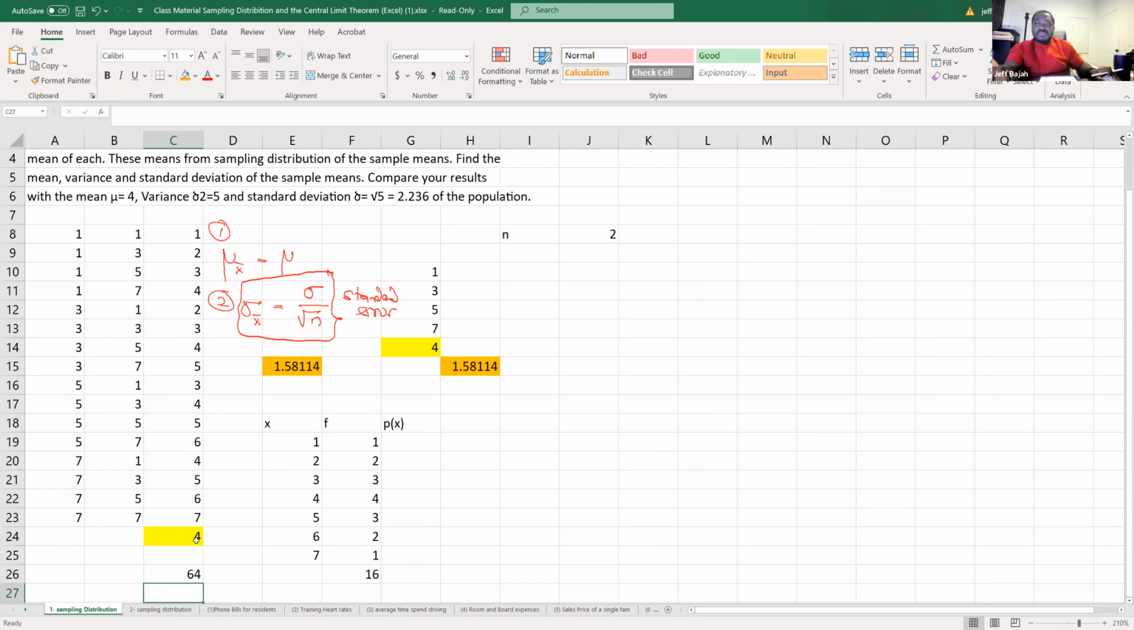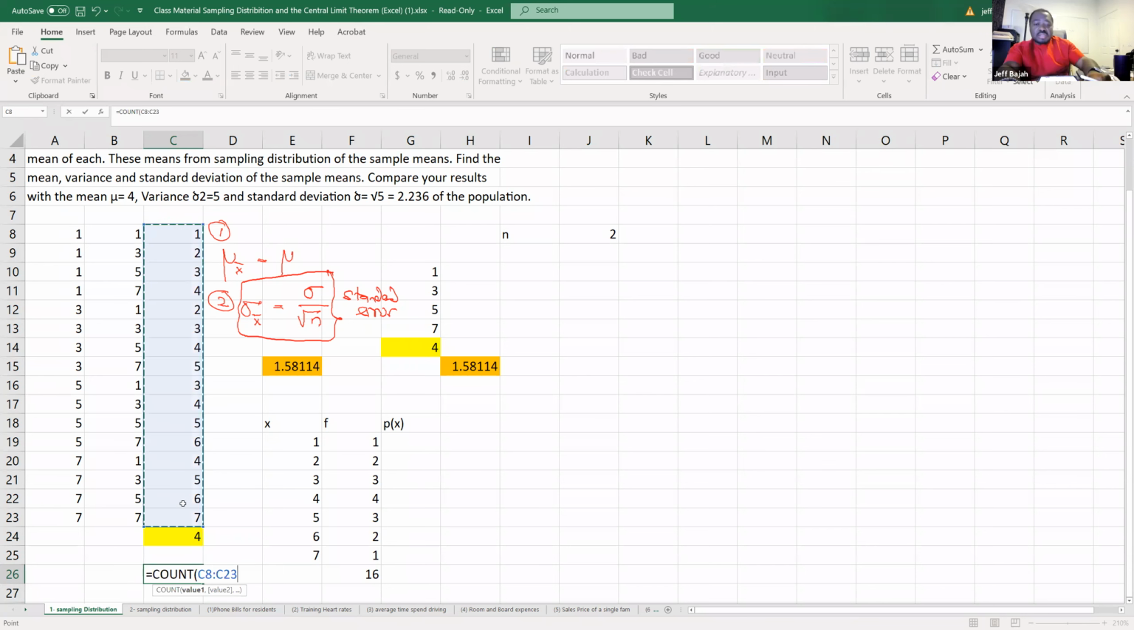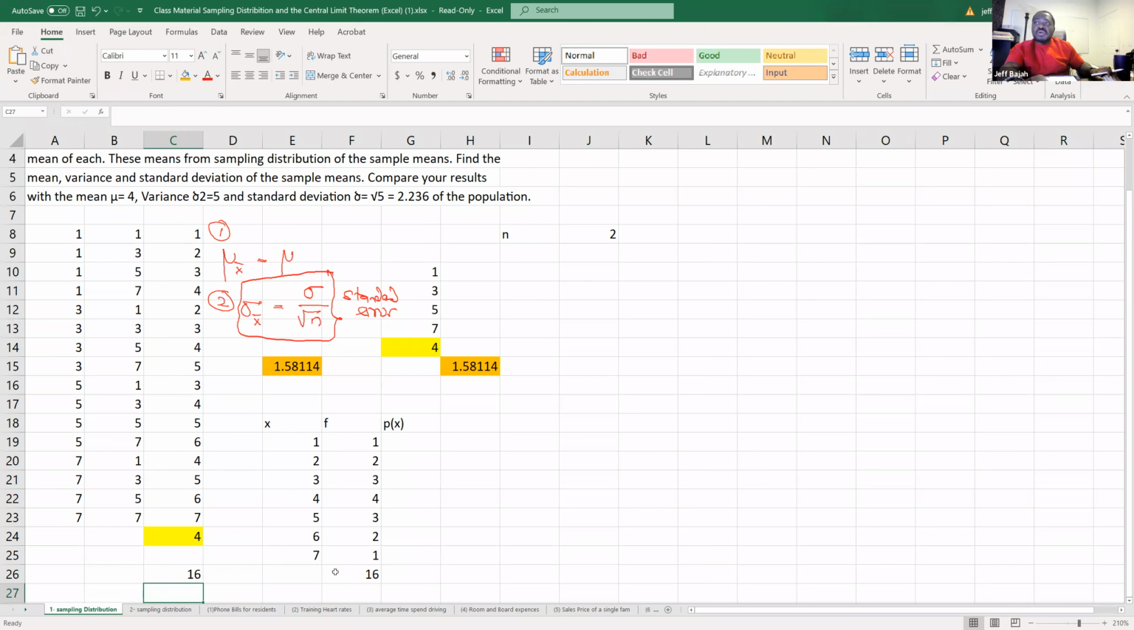Oh, 64 divided by 4. Yeah, so it's 16. Sorry, my bad. I should do count, right? If I do count and I count this, I'm going to give it 16. So we know we're fine.